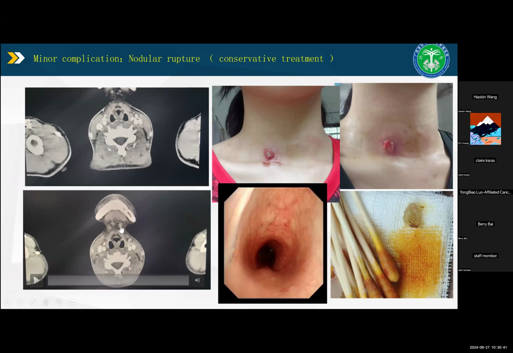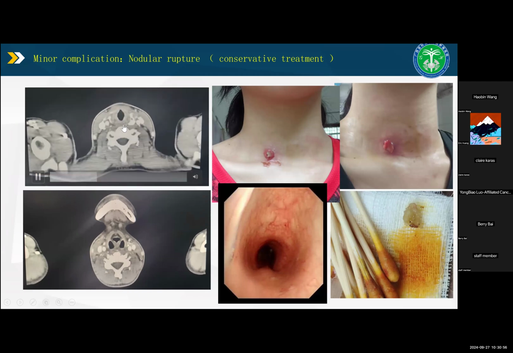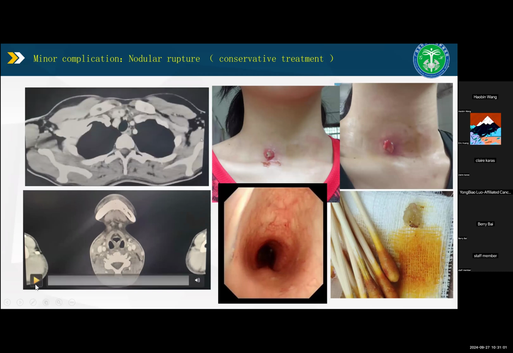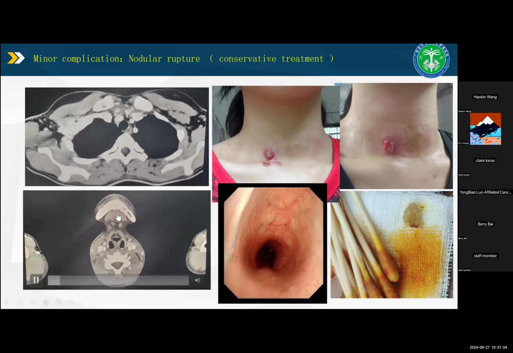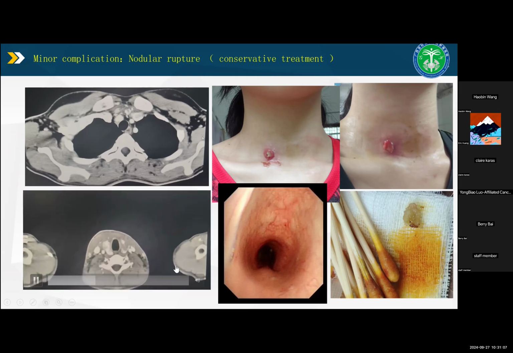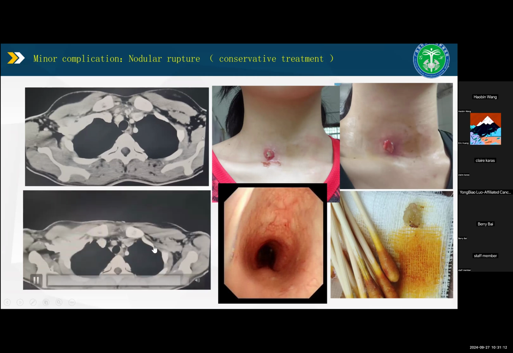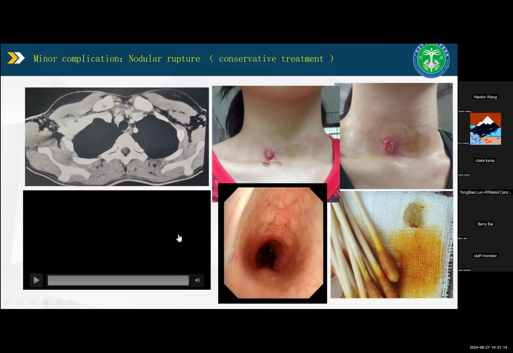This is a young female patient who is 18 years old. We can see it when we look at this CT, the thyroid gland is almost all nodules and very big. One month after we performed ultrasound guided microwave ablation of thyroid nodules, the patient developed redness and swelling in the neck.